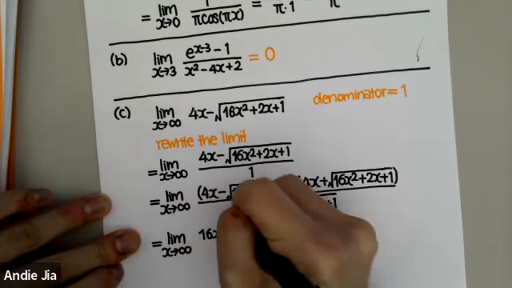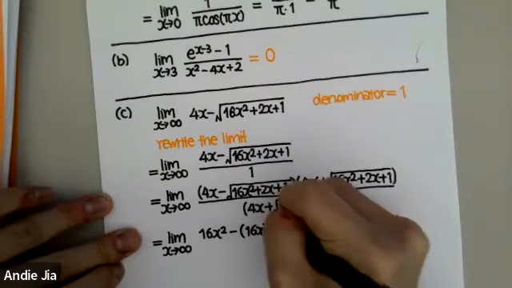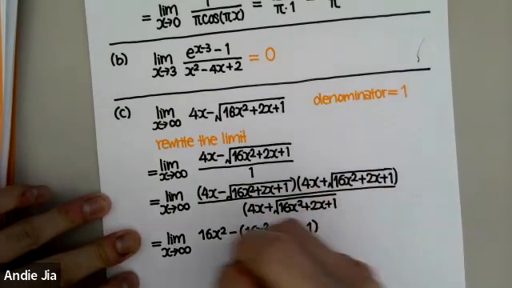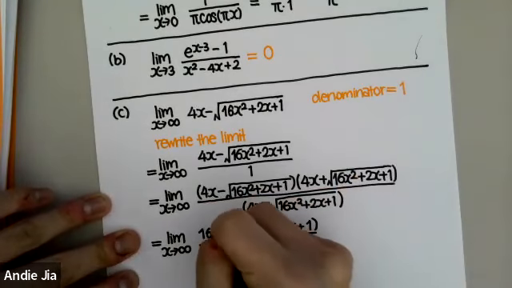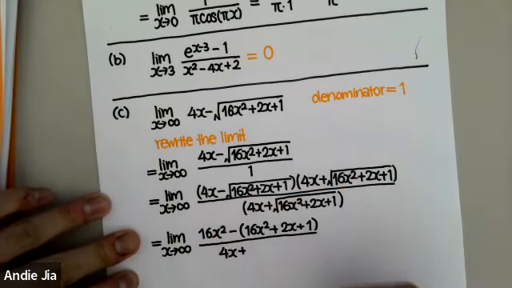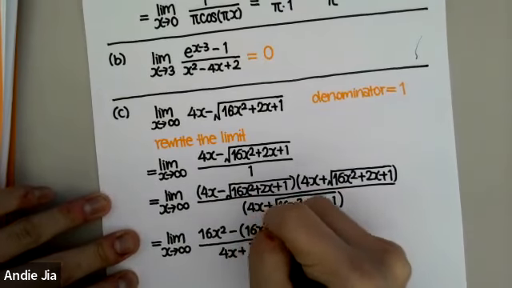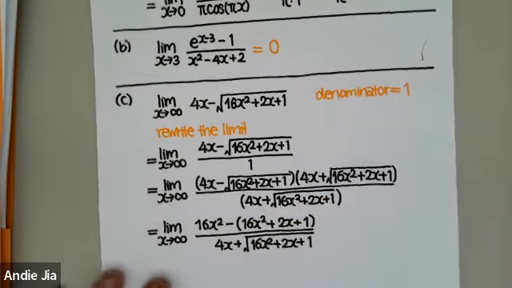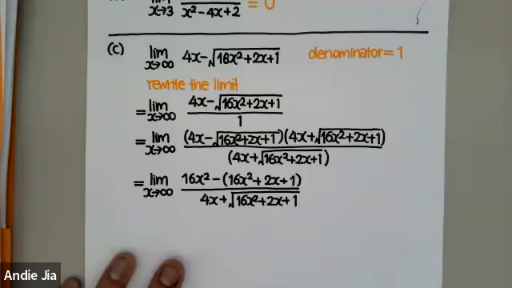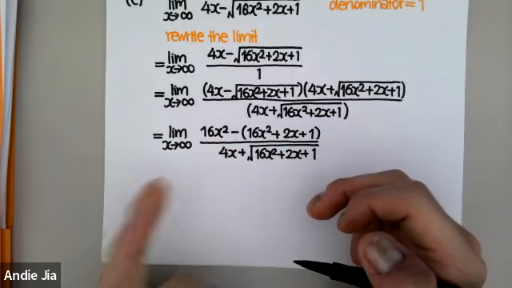Sixteen x squared minus 16x squared plus 2x plus 1. Have this on the bottom. It's going to be 4x plus 16x squared plus 2x plus 1. And then you just make the top nicer. So it's going to be negative 2x and minus 1.